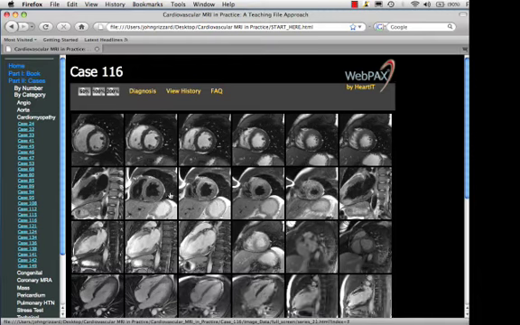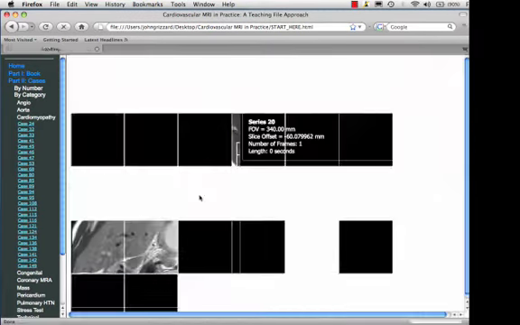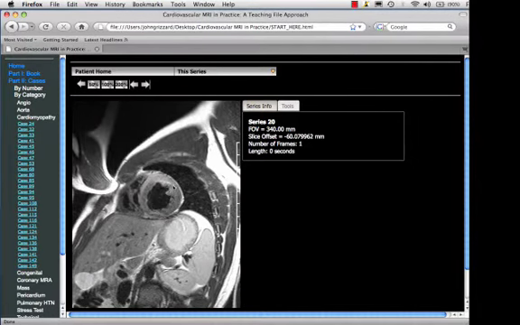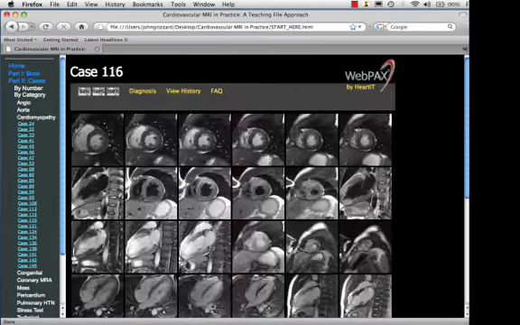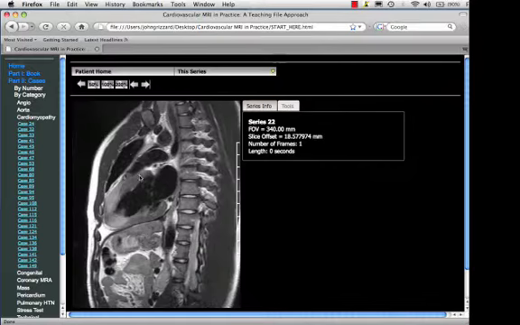The second row demonstrates T2 weighted images, which again demonstrate high signal in the anterior wall at the mid-ventricular level, extending, as you can see on this two-chamber T2 weighted image, to involve the apex.